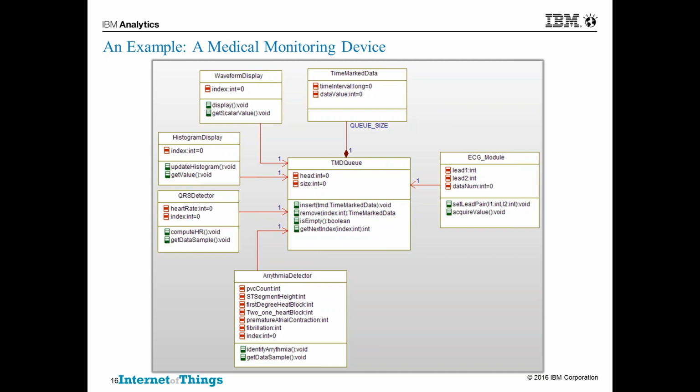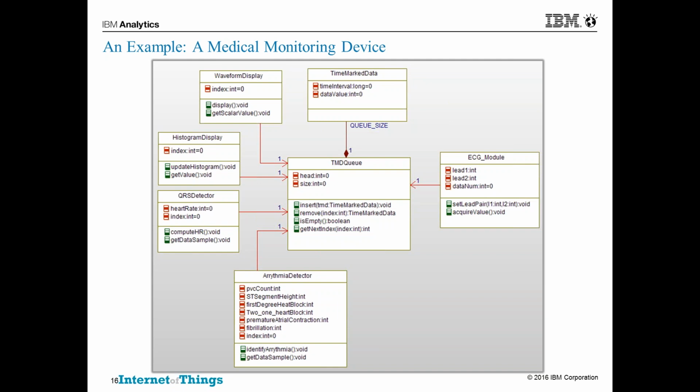So let's look at a quick example. Here we've got a medical monitoring device. You've got an ECG module producing data from a lead pair, and it sends data into this time marked data queue, the TMD queue. That's a queue of data, and it holds a set queue size of these TMD data elements, maybe 1,000, 2,000, 10,000 elements, something like that.